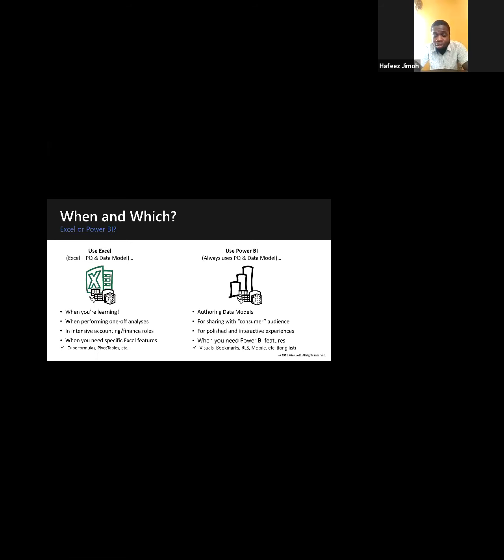But this last point I mentioned in this slide is not totally correct. Why is it not totally correct? I can take my Power BI work and publish it to Power BI service, and after publishing it, I can connect it back to Excel and do pivot tables, which means that using Power BI does not mean I can't still use pivot tables in Excel.